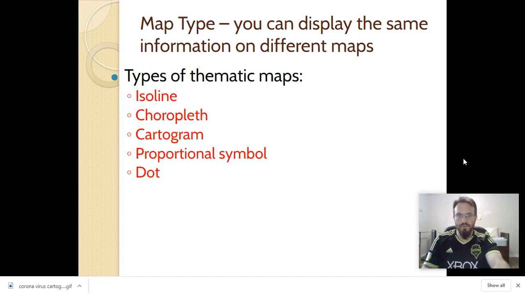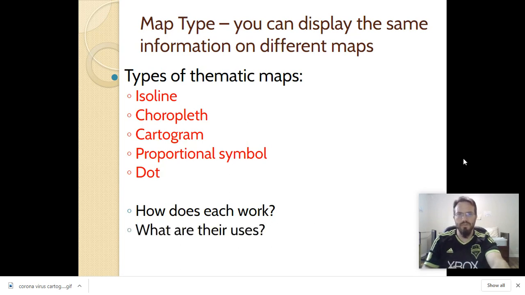For each of those, you're going to need to know what each of them does, and why someone would use them, so what their uses are. Let's get right into it. Let's start with an isoline map.